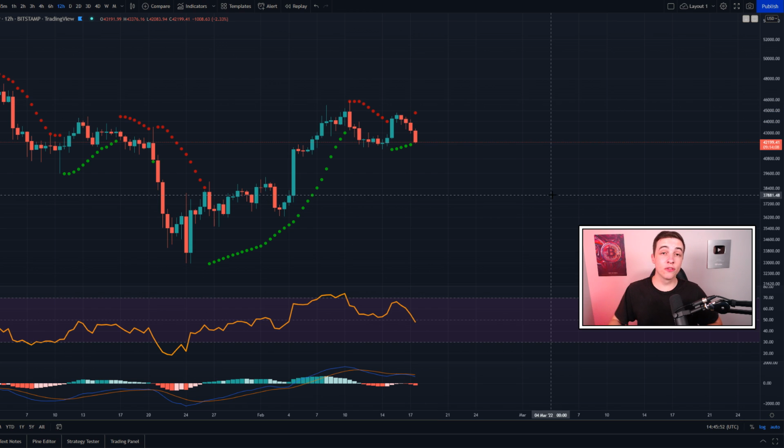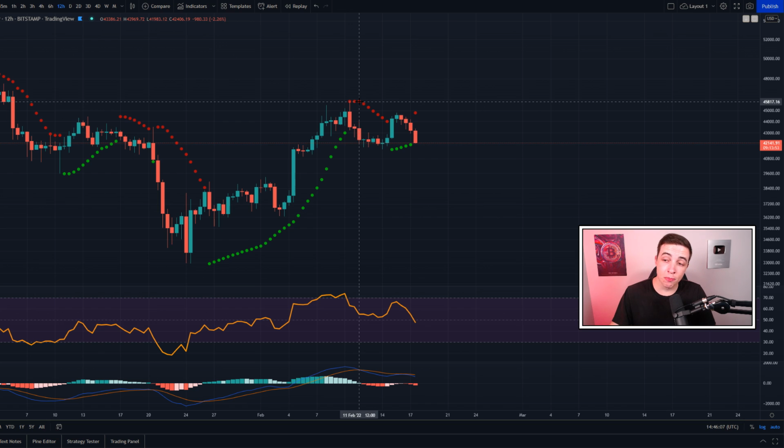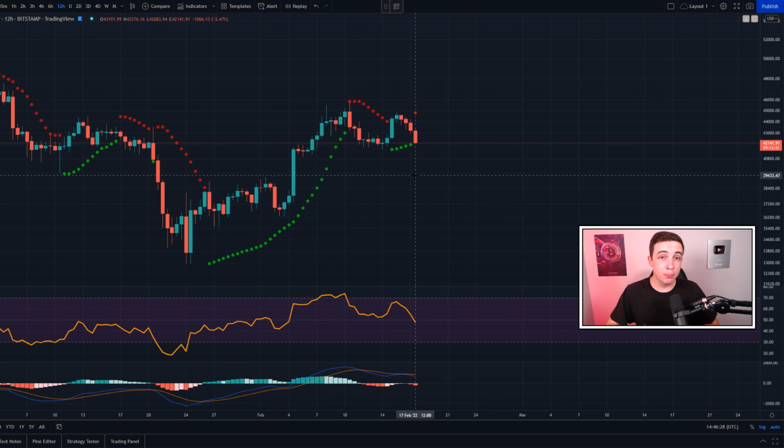But keep in mind, all of this is still talking about the somewhat shorter term. For example, the last time we saw the parabolic stop and reverse indicator flip into the red on this time frame was right back here around a week ago, and then we just simply played out a few more days worth of bearish price action before seeing a little bit more bullish price action in the shorter term.